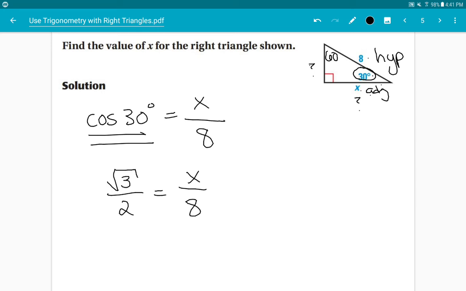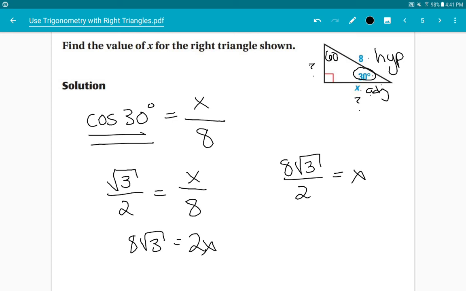Now, why would I do that here? Well, what did I just create? I just created a proportion. So now we can solve that proportion with no problem and figure out what x is. I cross multiply. I'm going to get 8 radical 3 is equal to 2x. I need to solve for x, so I'm going to divide both sides by 2. That's going to give me 8 radical 3 over 2 is equal to x.